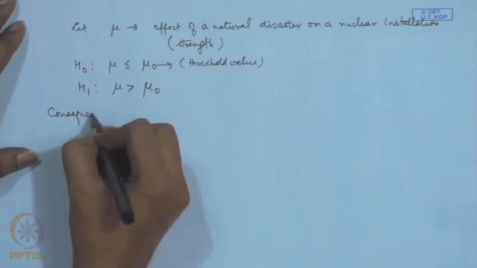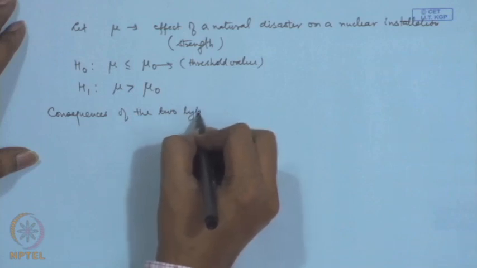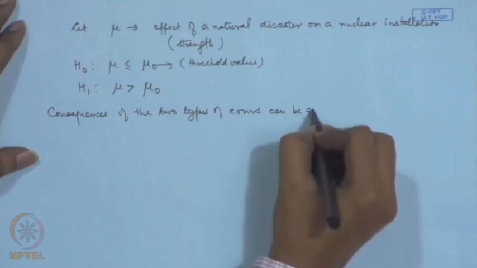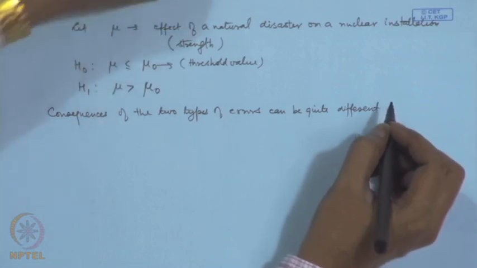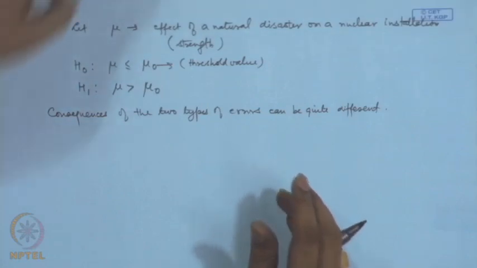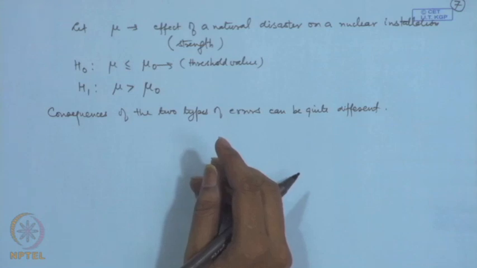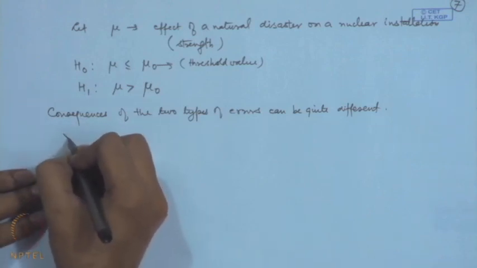So, the consequences of the two types of errors can be quite different, and these probabilities of type 1 error and type 2 error, that is alpha and beta, give a measure of the size of the errors that one may have. Let us consider the example that we took earlier. Let us look at the relative values of this.